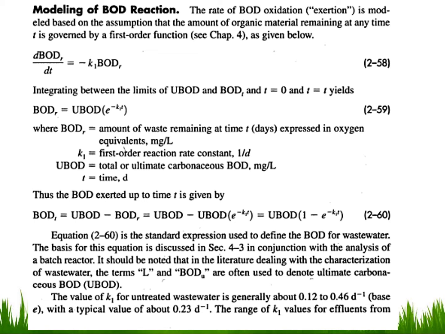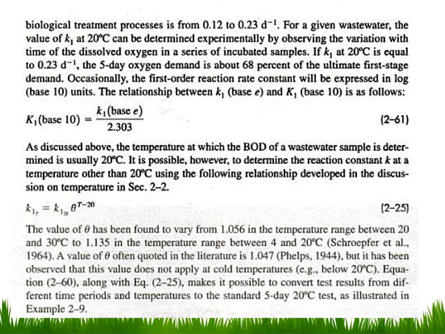It should be noted that in literature dealing with the characterization of wastewater, the terms L and BODU are often used to denote ultimate BOD. So please keep it in your mind. And then K1 is the untreated wastewater value, and it actually depends on the temperature as well. We have a graph for values. You can get the values from there.